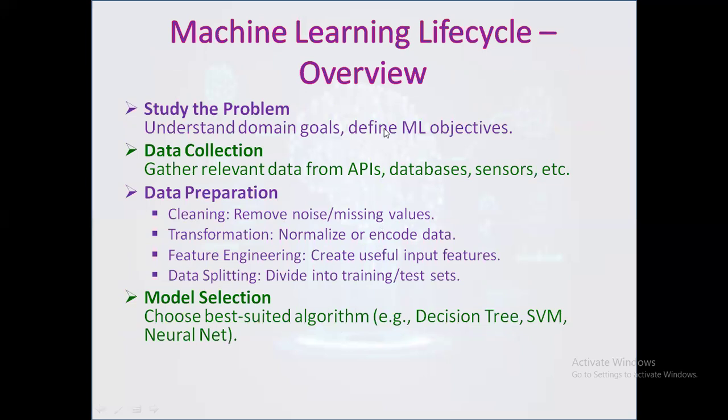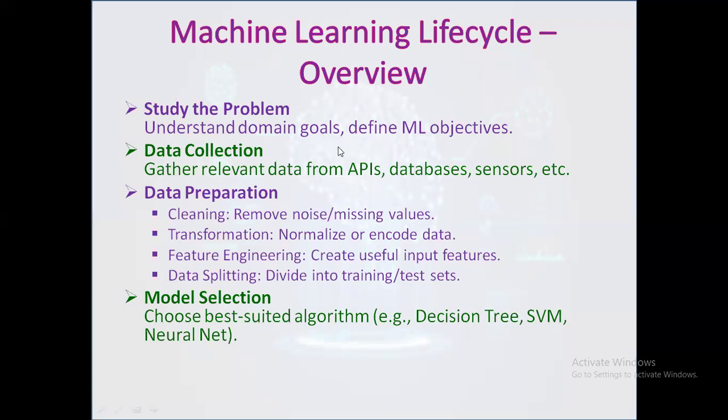Next, another topic: the machine learning life cycle, and how we are going to use it. First, we have to study the problem. That means we have to understand the domain goals and define the ML objectives. The machine learning life cycle consists of the systematic steps required to build, train, and deploy a machine learning model. These steps ensure the development of robust models that can solve real world problems.